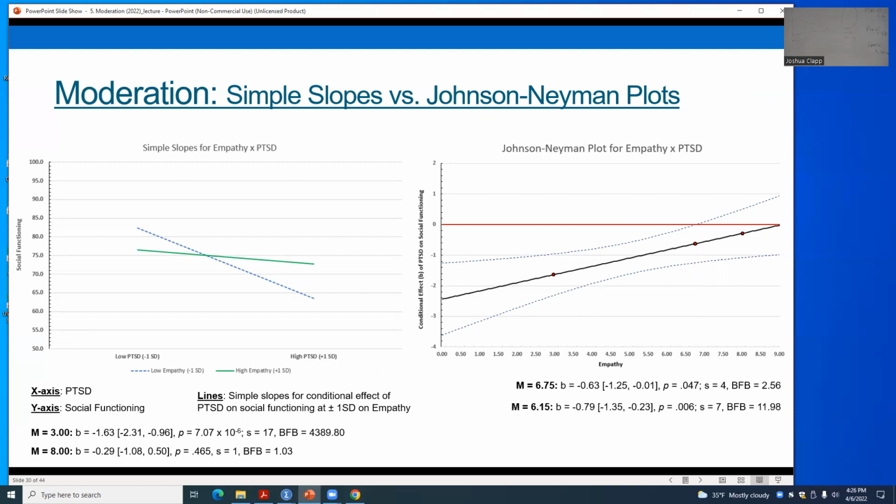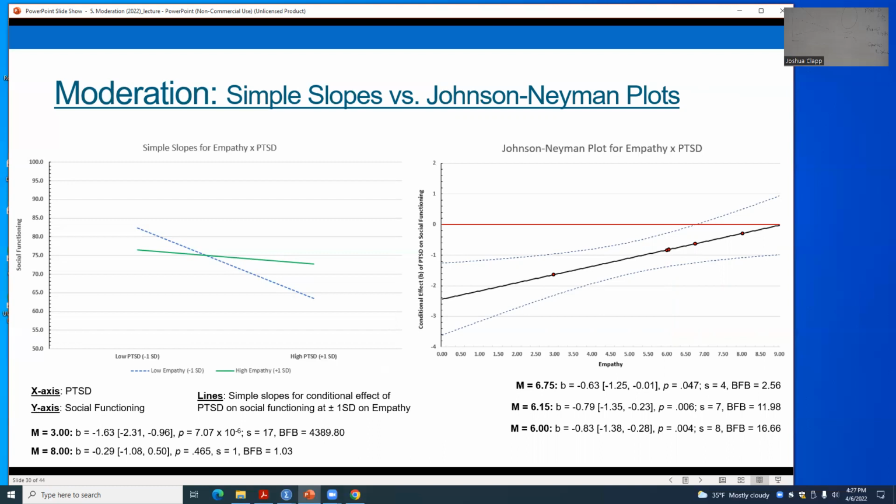But let's say, well, what about 6.15, right? Here, you can go through, take a look. What about a value of 6? I think this was the mean right here, 6.15. We can start going through and looking at the conditional effect of PTSD across the full range, as opposed to just two points here, okay? I'm not gonna have you run this. I just want you to be aware of it. If you see it, this is what's going on.